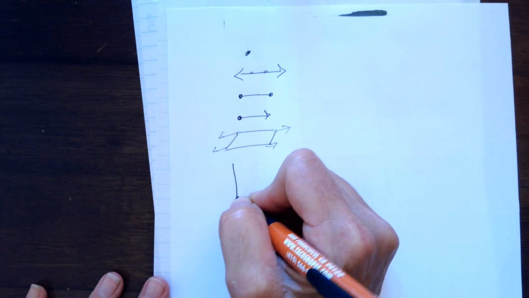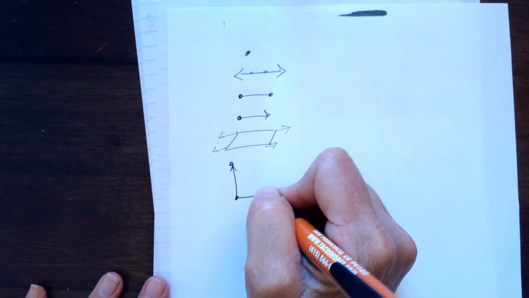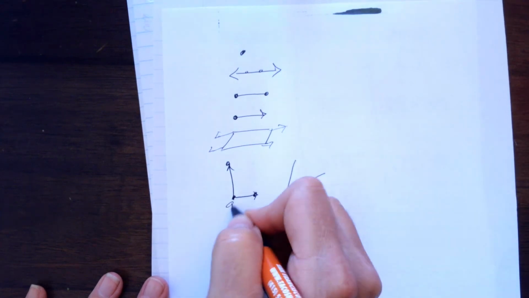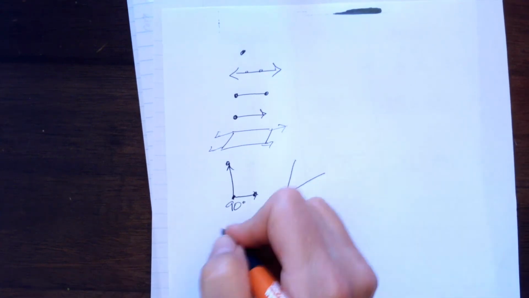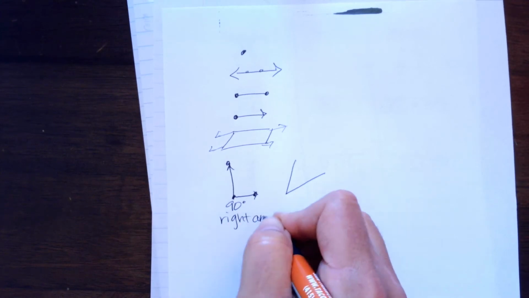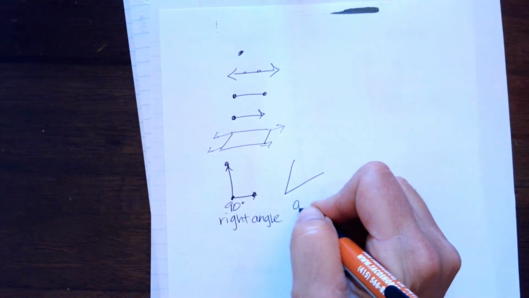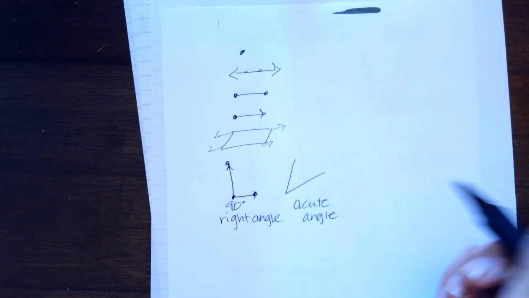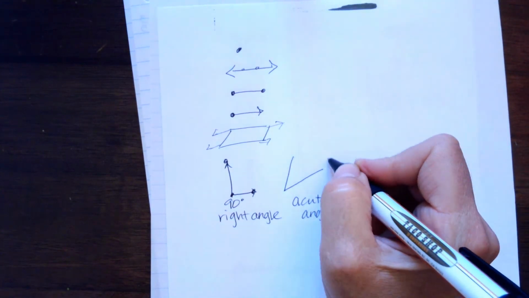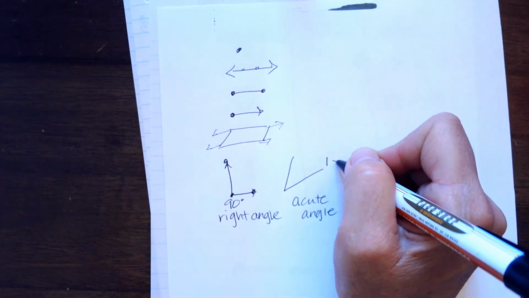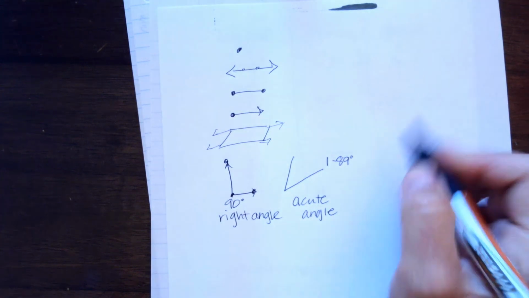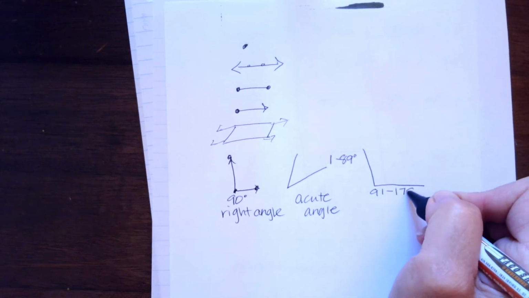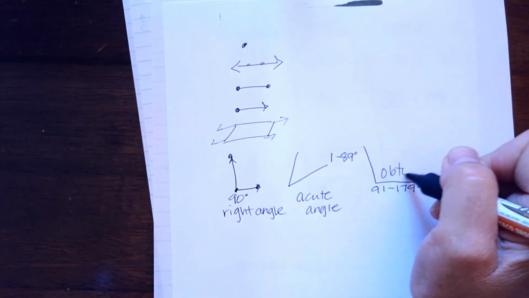This is a right angle, and it looks like an L. This is exactly 90 degrees, and it's called a right angle. Anything that is less than 90 degrees is called an acute angle, and you can remember it because, oh, look how cute my angle is. So anything between 1 degree and 89 degrees is an acute angle, and anything that is above 90 degrees, so 91 to 179 degrees, is called an obtuse angle.